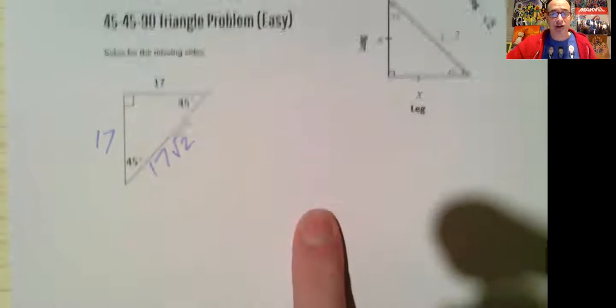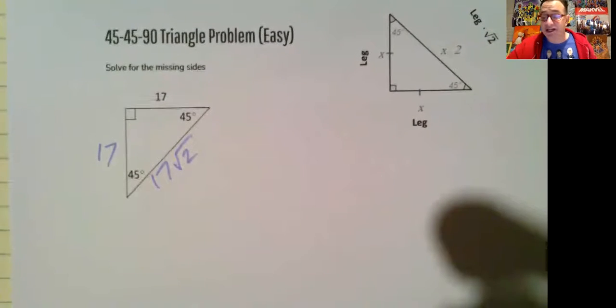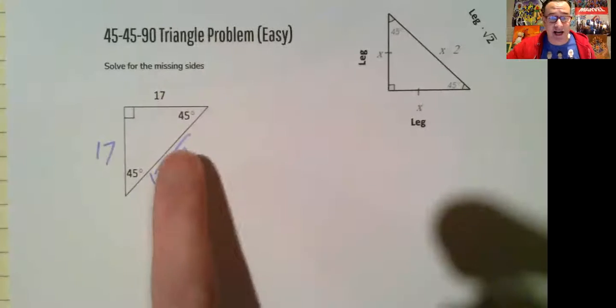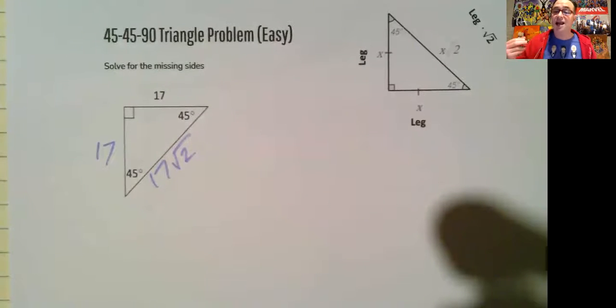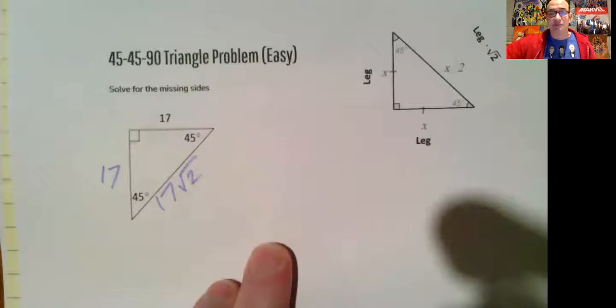Now, we call this the easy problem because it really is easy. If you know the length of the leg, you just tack on a root 2 and you're good to go. Now, let's make them a little bit more difficult.